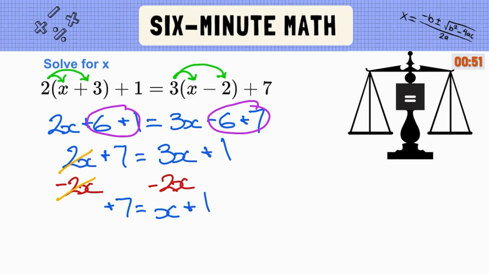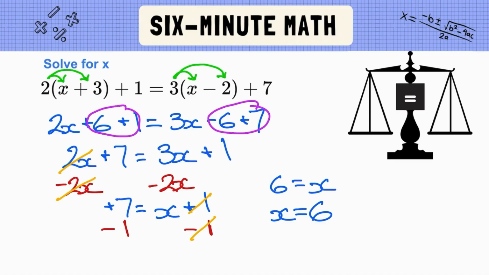On to my last step here, where I'm going to subtract 1 on both sides to get rid of this last constant, which gives me a final answer of 7 minus 1 is 6 is equal to x. But I always want that x first, so x equals 6. Those are all the examples we have today for solving multi-step equations.